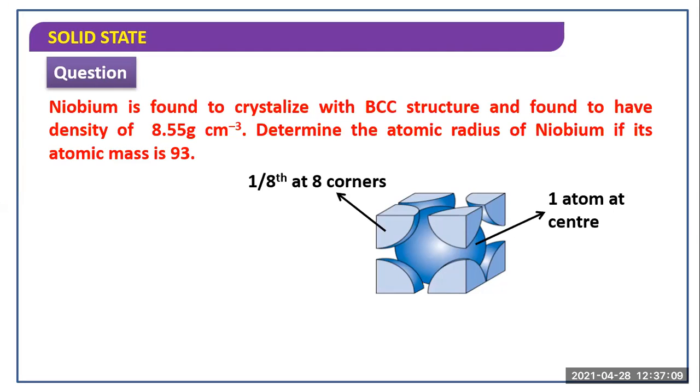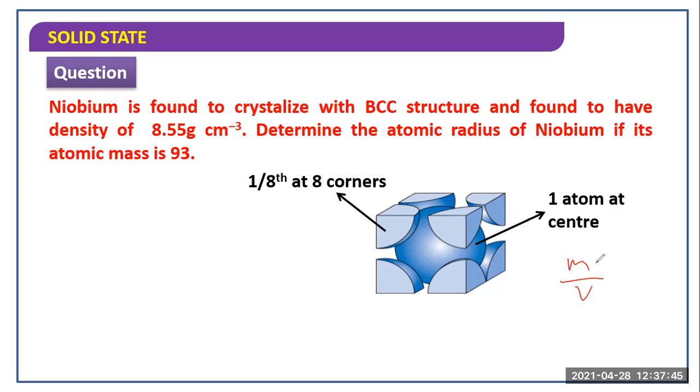Niobium is found to crystallize with BCC structure and found to have a density of 8.55 gram per centimeter cube. Determine the atomic radius of niobium if its atomic mass is 93. And how can we calculate the density? Density is mass by volume.